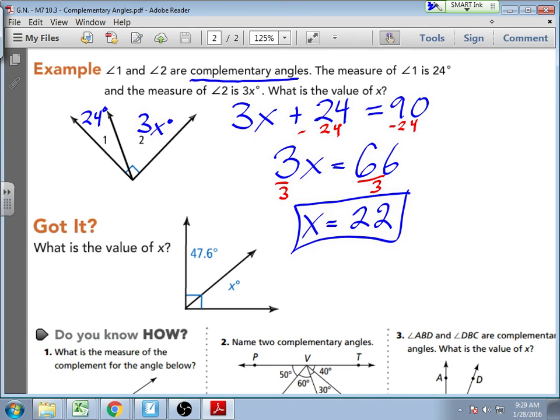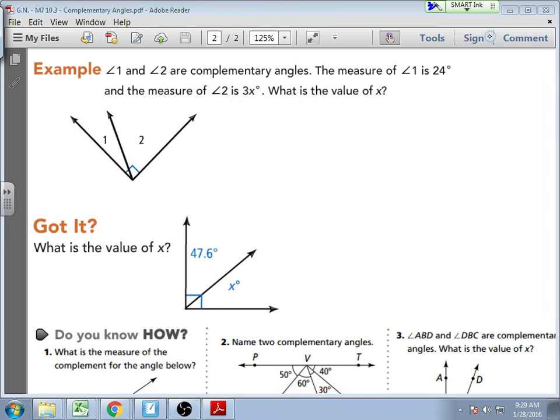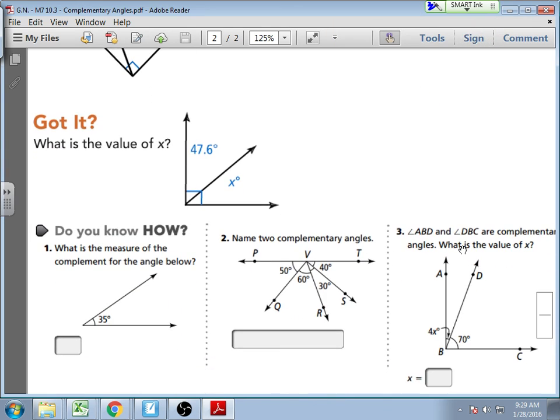Questions on that? Pretty straightforward, right? Try the got it on your own. This is even easier because it's only a one-step equation. Divine, what do you think? Sorry, you were way up out of your chair, so I figured you would want to answer. So we know that these are complementary because the right angle is on there. So the equation that we could set up is x plus 47.6 will equal 90. That's the first thing we want to write: x plus 47.6 equals 90.